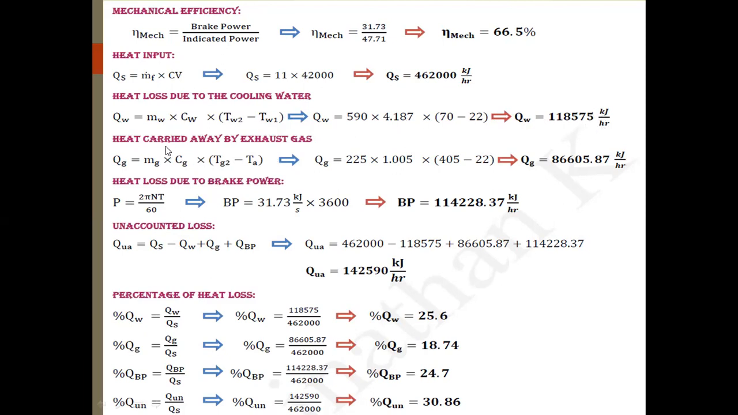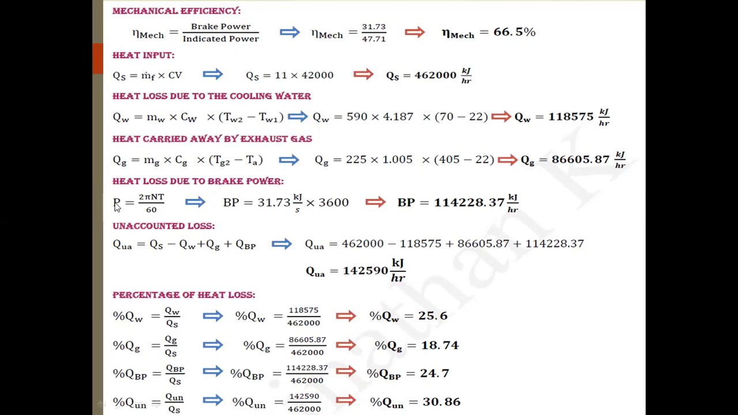Next we can find the heat carried away by the exhaust gas. Q suffix G is equal to M suffix G into C suffix G into the exhaust gas outlet temperature minus the ambient temperature. The mass of the gas is 225 and the specific heat is 1.005. The exhaust gas temperature is 405 degrees Celsius and the ambient temperature is 22 degrees Celsius. Finally, the heat carried out by the exhaust gas is 86,605.87 kilojoules per hour.